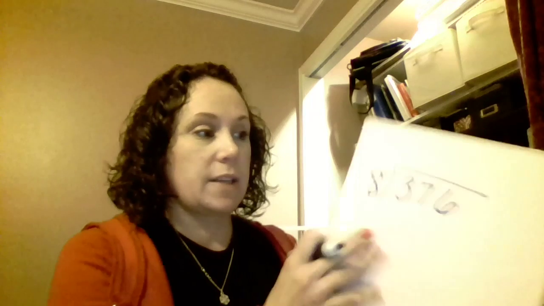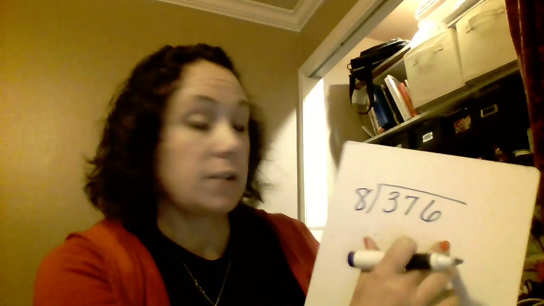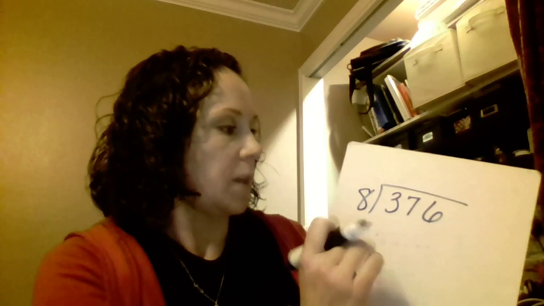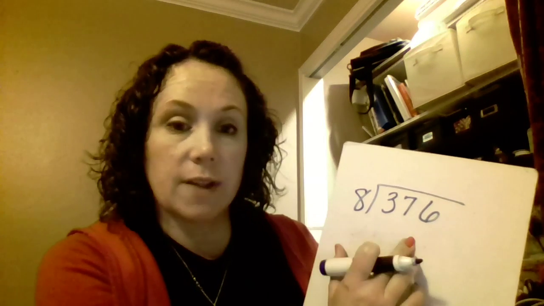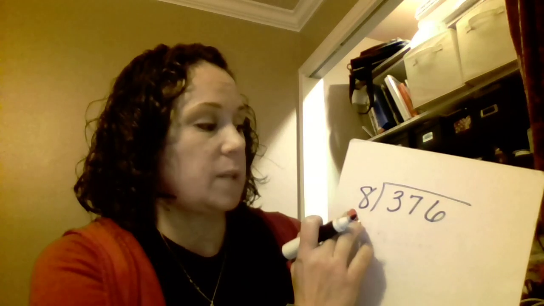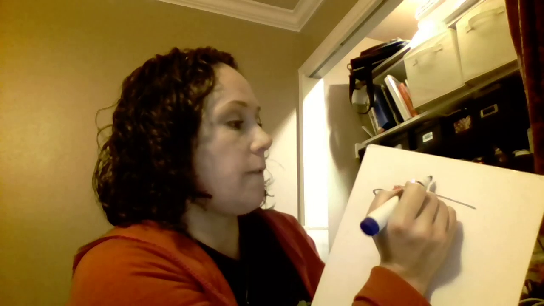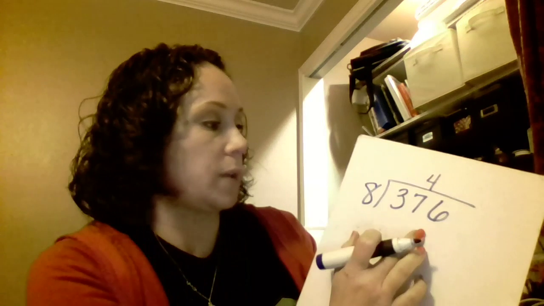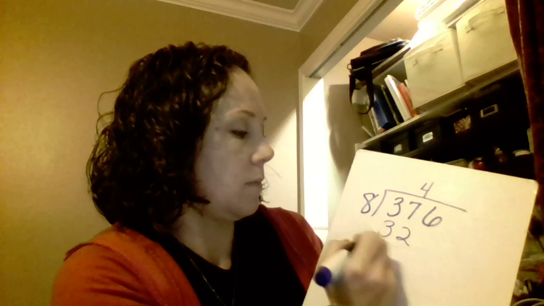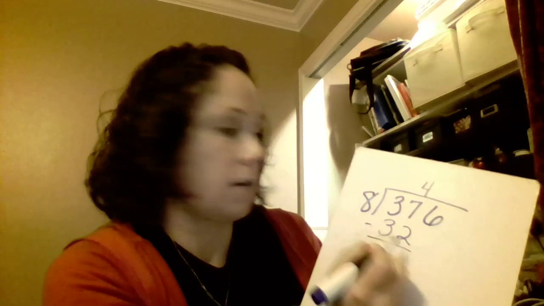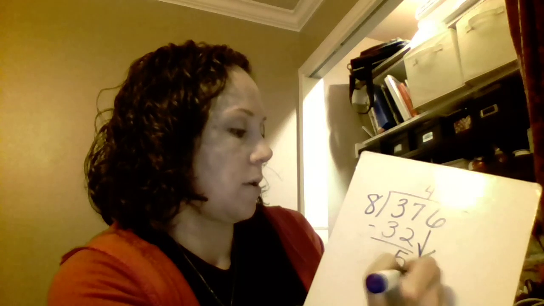The first one is 8 divided into 376, or 376 divided by 8. So first we're going to think, how many times does 8 go into 37? We know it doesn't go into 3, so it must be 8 times something that is close to 37. We're going to try 4. Now we're going to multiply. 8 times 4 is 32. Now we'll subtract that out and bring down the next number.